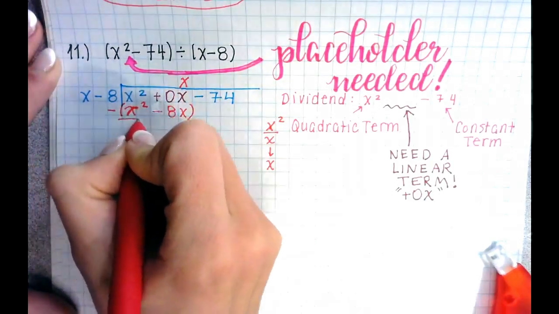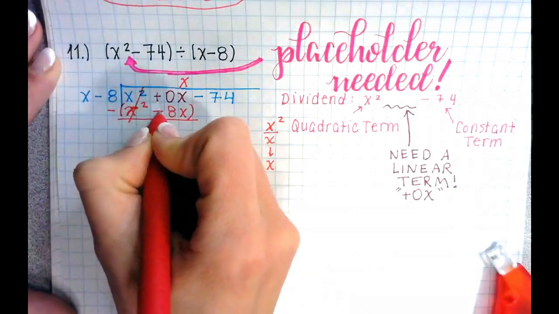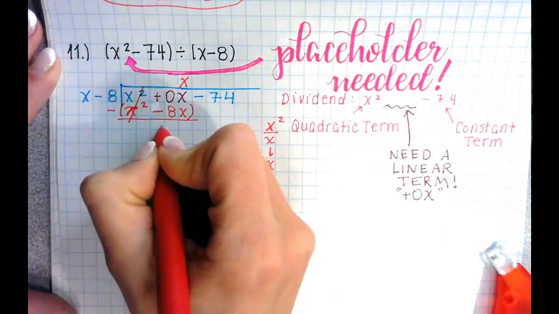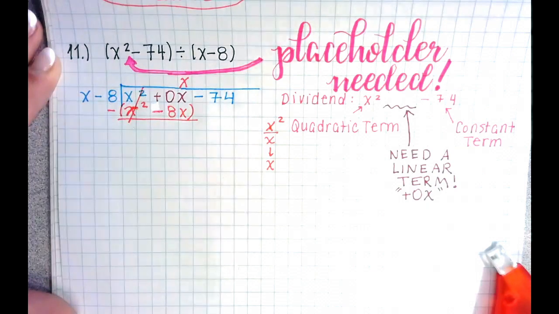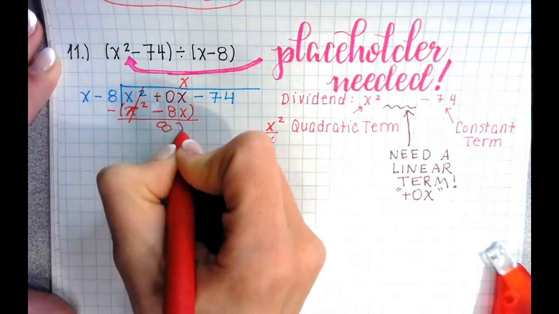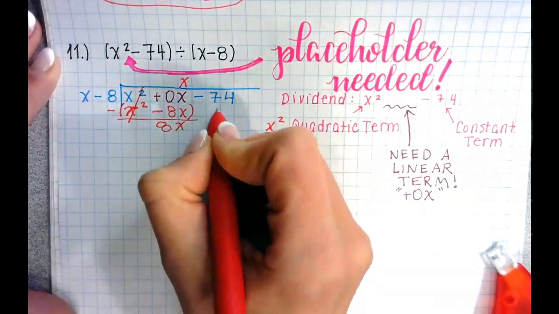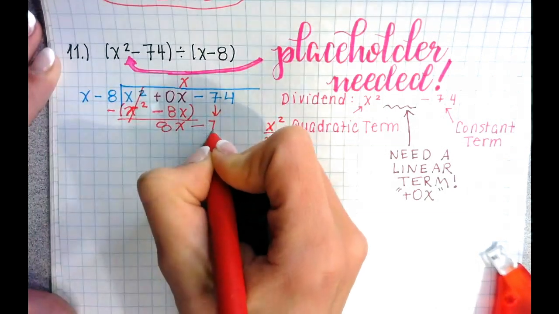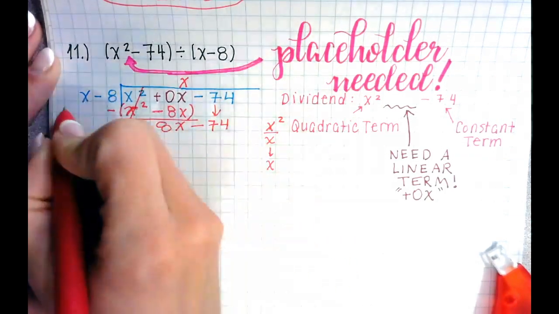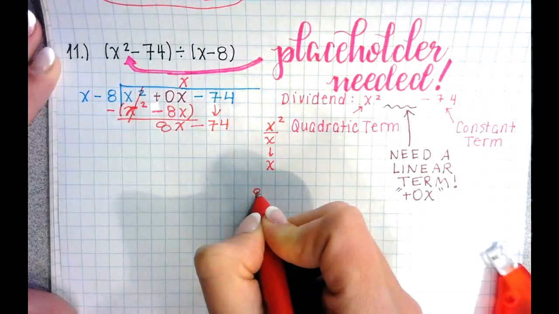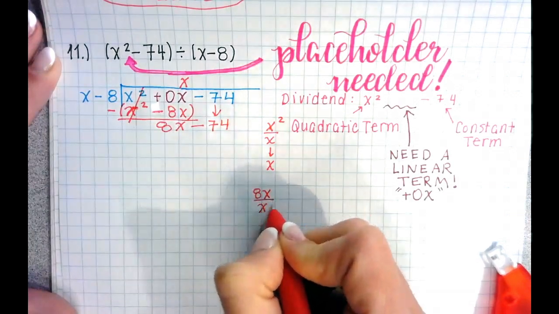Parentheses, minus sign, underline, cancel. Now, minus a negative is plus. 0 plus 8x is positive 8x. Watch out for that. Don't mess that up. Bring down the next term, minus 74. New binomial. I'm going to divide 8x by x.